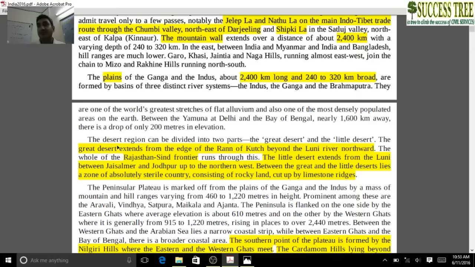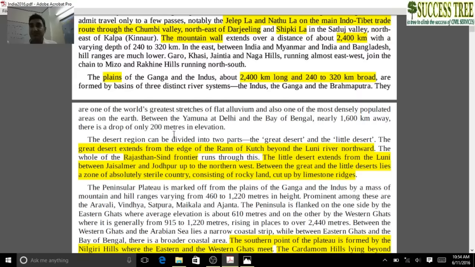which region signifies the Great Desert? Then they can give their statements. So here they have directly written it. Now read the lines directly from there. Great Desert extends from the edge of Rann of Kutch beyond the Luni River northward. So Rajasthan's frontier you come across this. Then Little Desert extends from the Luni between Jaisalmer and Jodhpur up to the northwest.